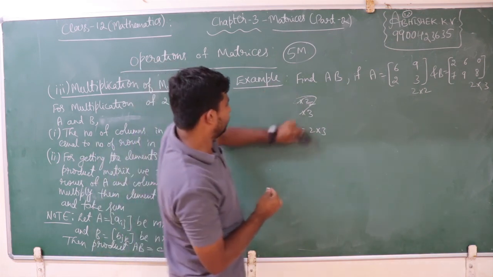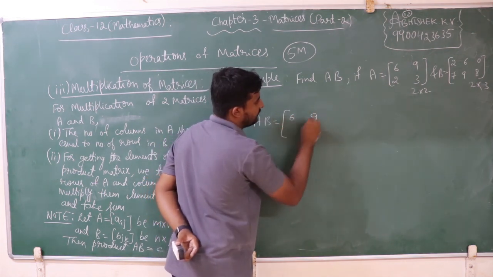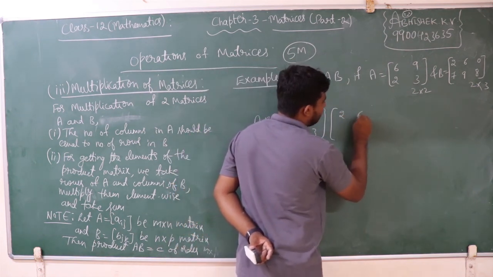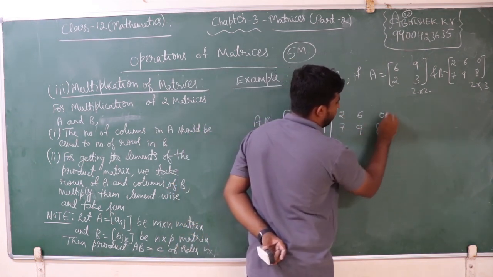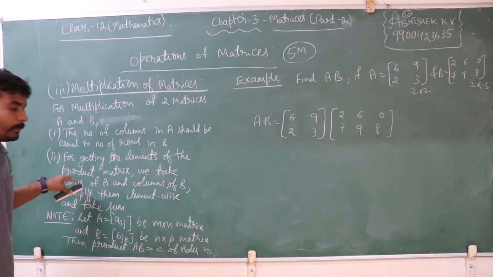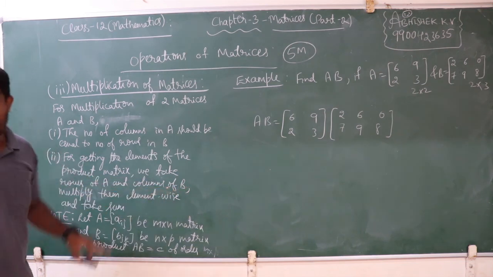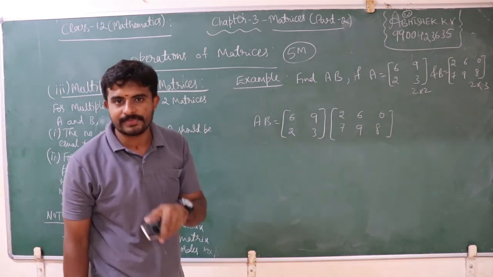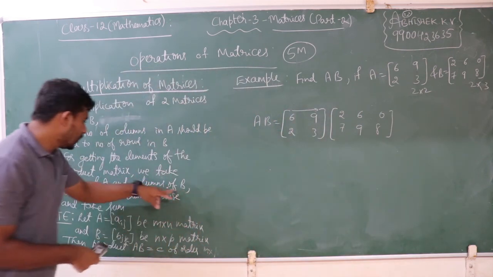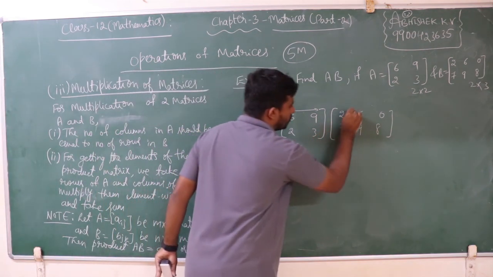Let us check. See, AB is equal to, what is A? 6, 9, 2, 3 into, what is B? 2, 6, 0, 7, 9, 8. See, for getting the elements of the product matrix, we take rows of A and columns of B. Rows of A and columns of B. What is the first row? See, this is the first row. We should take rows of A. AB is defined. Rows of A and columns of B. See, what is the first column?